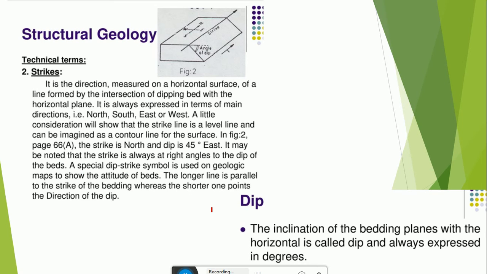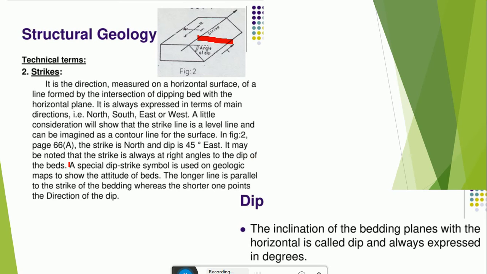What is strike? It is the direction measured on a horizontal surface of a line formed by the intersection of a dipping bed with the horizontal plane. It is always in terms of the main directions: north, south, east and west. A little consideration will show that the strike line is a level line and can be imagined as a contour line for the surface. In figure 2, the strike is north and the dip is 45 degrees east.